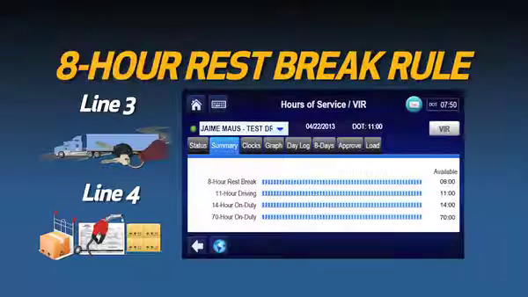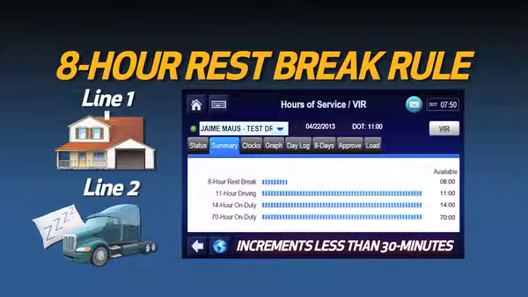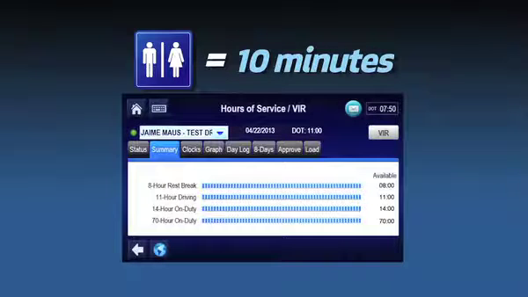All line 3 and line 4 time counts against this rule. Line 1 and line 2 time, when taken in increments of less than 30 minutes, will also count against this rule. For example, if you stop for a restroom break and it only takes you 10 minutes, your 8-hour clock will continue to count down.